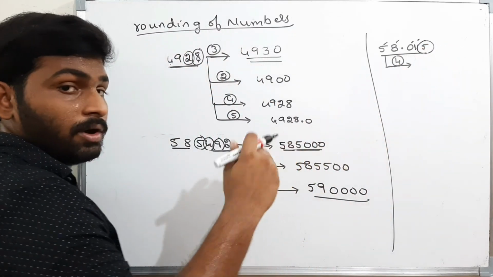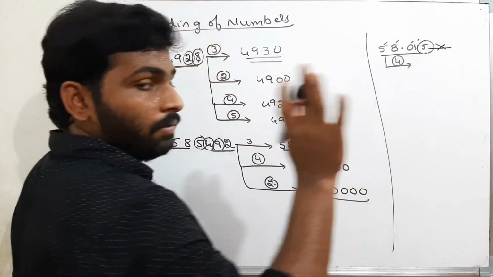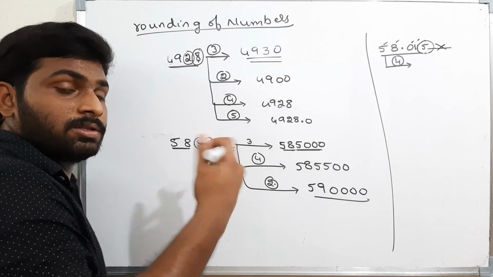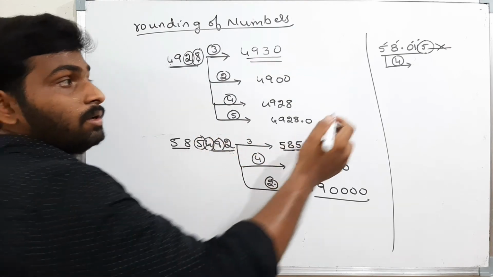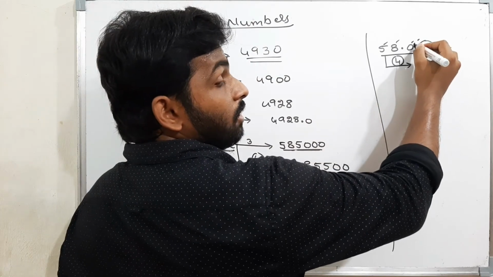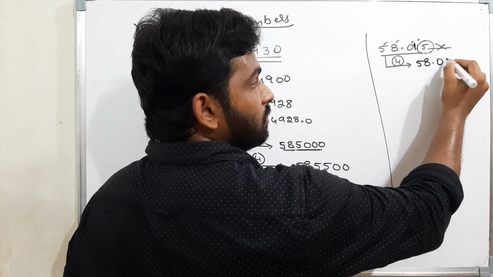Now I have to see whether it is followed by a number or not. The 5 is not followed by any number. Okay, well and good. Next step, if it is not followed, I have to see whether the before number is even or odd. What is 1? 1 is odd. If it is odd, I have to add plus 1. Therefore, 58.02 is the answer.